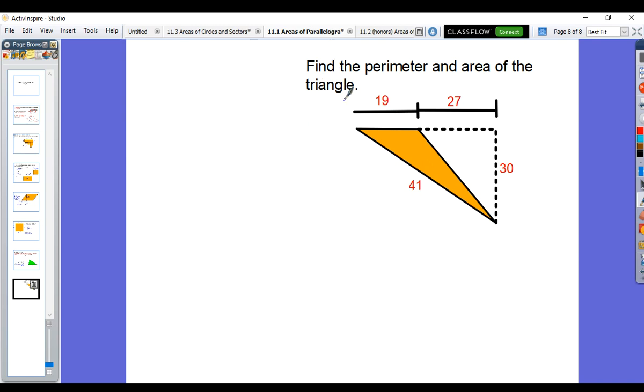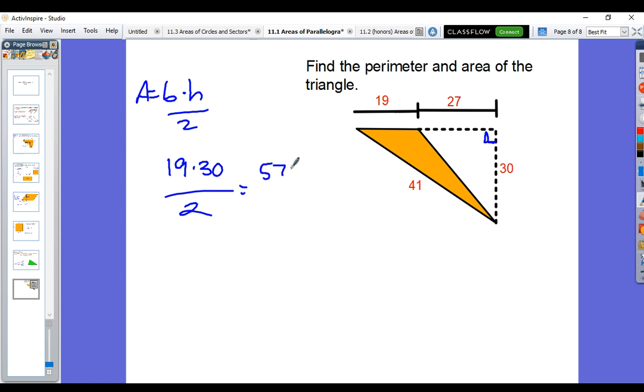For example here, find the perimeter and area. The area will be the easier one. Area, again, is base times height divided by 2. The base, of course, is 19 right here. And here's the perpendicular connection, so this will be our height. So we're looking at 19 times 30 divided by 2. We take 19 times 30 and get 570. So this equals 570 over 2. Then we divide that by 2 and get 285 units squared.